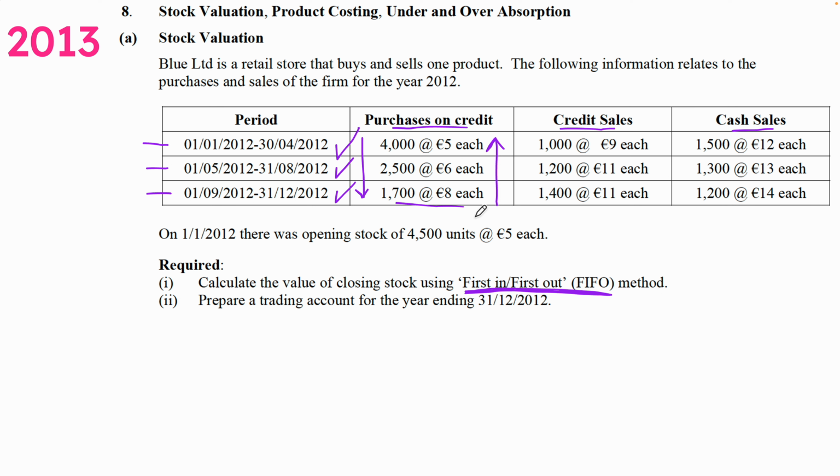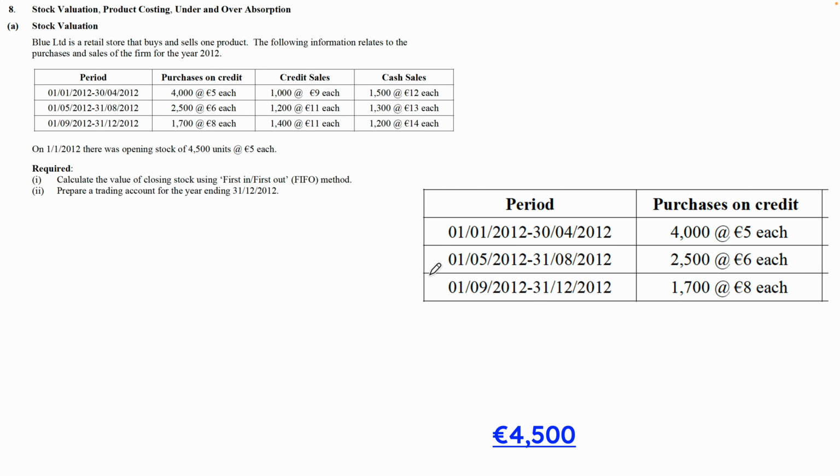So we'll have the 1,700 will be the last stock that we have, and then we might have some of this stock and so on. So right, first in, first out, they sell the stock that they buy first. Looking at this then, before we can calculate the value of closing stock, we would have to calculate how many units of closing stock there are at the end of the year. So how do we do that? Well, we'll imagine the start of the year in the warehouse, they have 4,500 units.